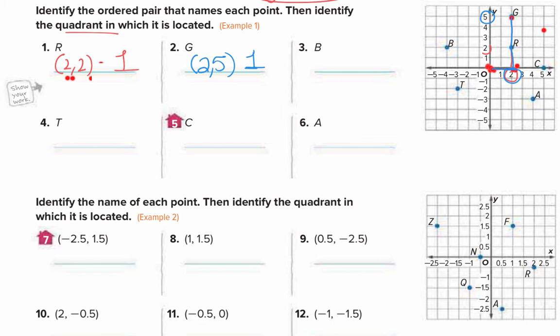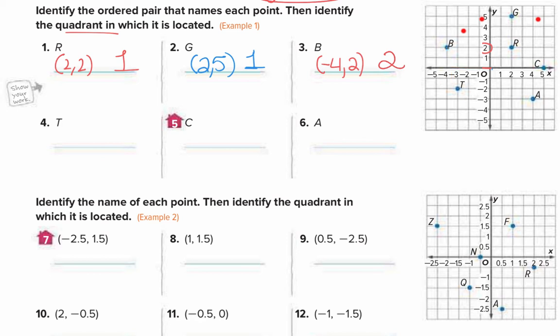Number 3 is letter B. So I'm going to start at the origin. I'm going to go to the left, which takes me to -4, and then up to +2. So (-4, +2). And this is quadrant 1, and then we go to the left. This is quadrant 2. So this is in quadrant 2.